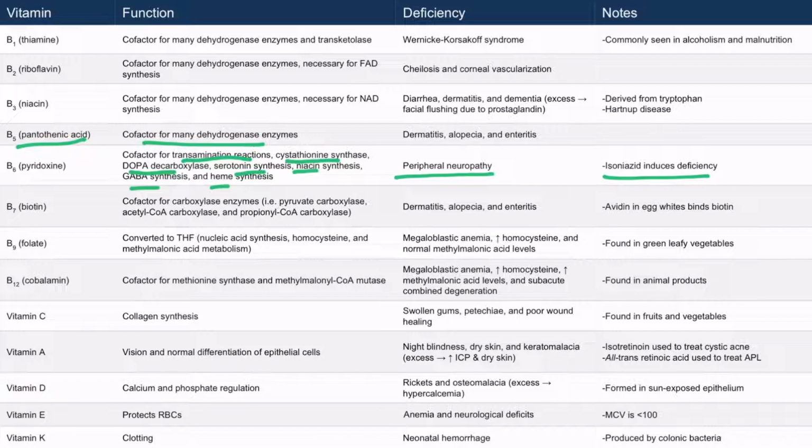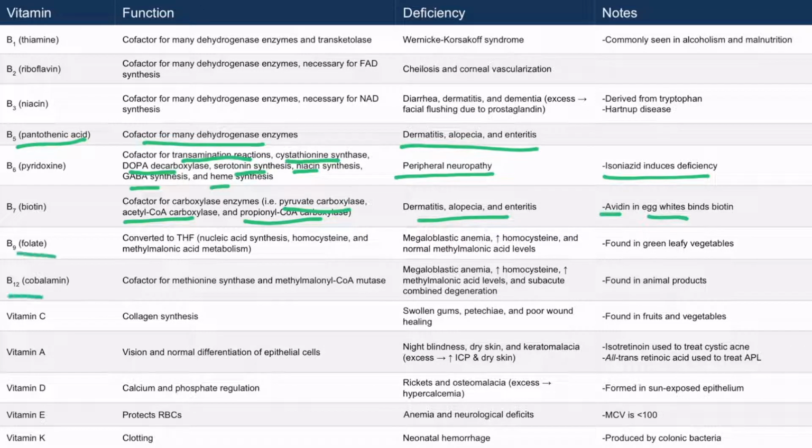Vitamin B7 is used as a cofactor for many enzymes that I've shown on the table, including pyruvate carboxylase, acetyl-CoA carboxylase, and propionyl-CoA carboxylase. Symptoms of this disorder include dermatitis, alopecia, and enteritis. These are pretty nonspecific symptoms and can be found in multiple other vitamin deficiencies. For example, you can see that in vitamin B5 deficiency, patients can also have similar symptoms. It's high yield to know that avidin is a component found in egg whites, and it binds to biotin. So biotin can be deficient in individuals who consume an extraordinary amount of egg whites.